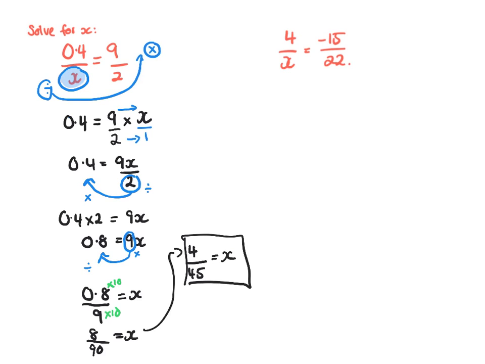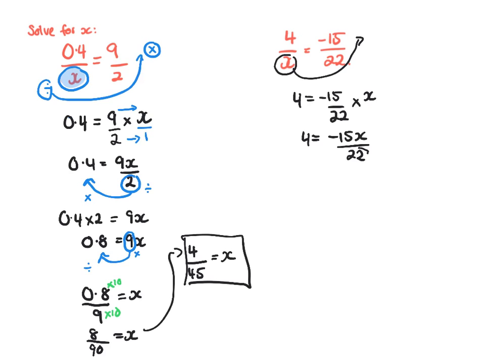So I just wrote down another one, so I'll just work through it. So we don't want x down the bottom, so I'm going to move it over an equal sign. So I'm going to have the 4 equals negative 15 over 22 times x. So I end up with 4 equals negative 15x over 22.